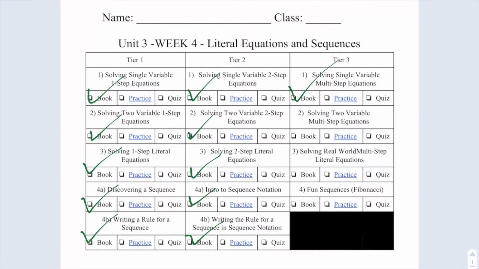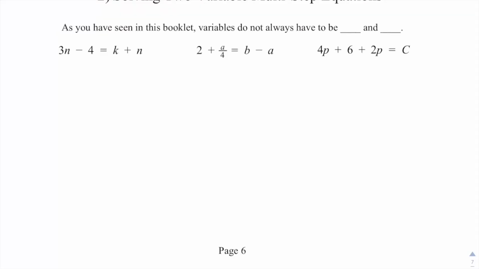Hello, Algebra 1 students. We are in week 4 of function booklets, linear equations and sequences. We are in tier 3, lesson 2, solving two variable multi-step equations. So let's check off our booklet. Here we are in lesson 2 of tier 3.